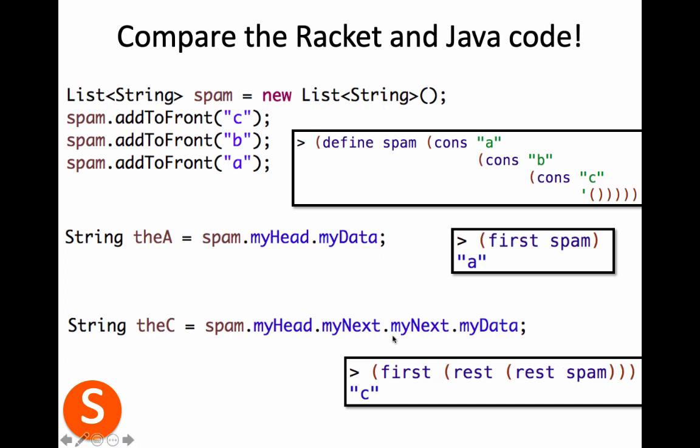And now check out this last one. We got the my head because of the difference between a list and a list node. So we get the first list node, and then we do my next, and then finally my data. And it's actually the same order, but with Racket, we always start on the inside. So it was rest, or the equivalent of my next, and then rest, the equivalent of my next, and then first, which is the equivalent of my data. So the order in which these get executed is actually the same process of walking through that data structure.